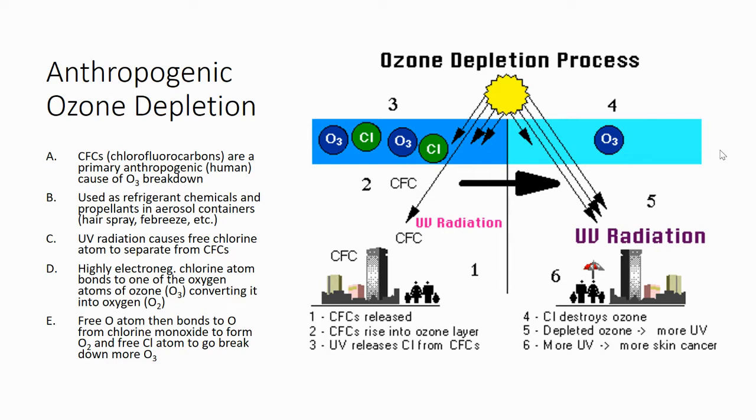We can see that in the image here, right? CFCs are released. They rise into the stratosphere. The UV releases the chlorine from those CFCs. The chlorine is going to destroy ozone over time. We deplete the ozone layer. More UV radiation gets let in, and more UV is going to cause more skin cancer.